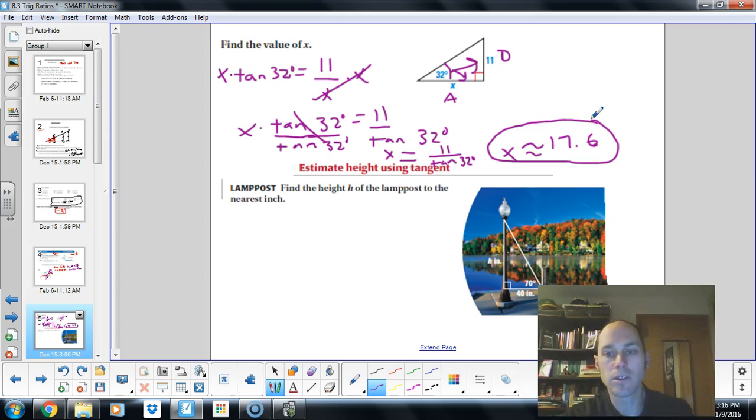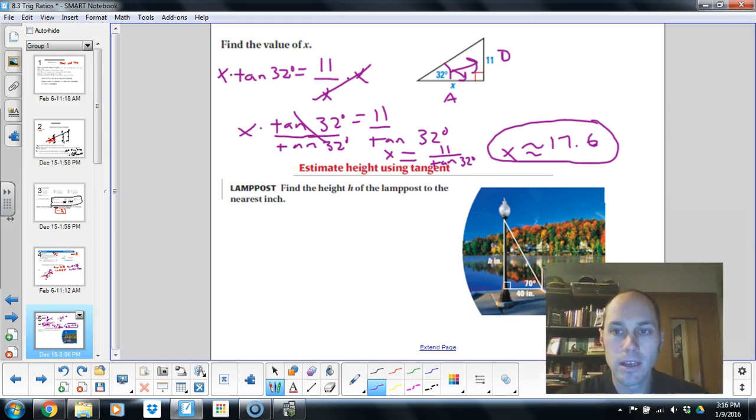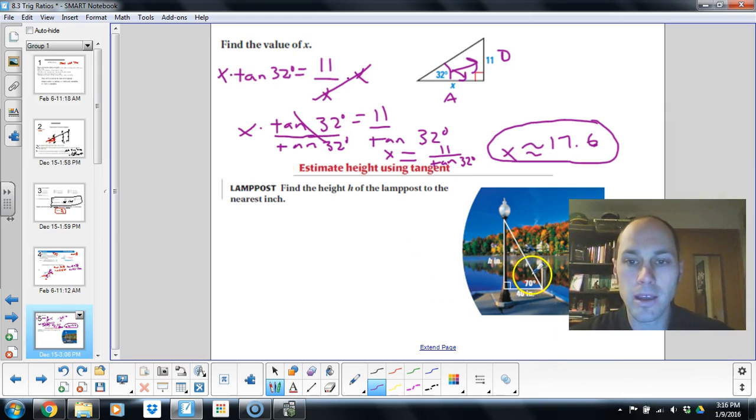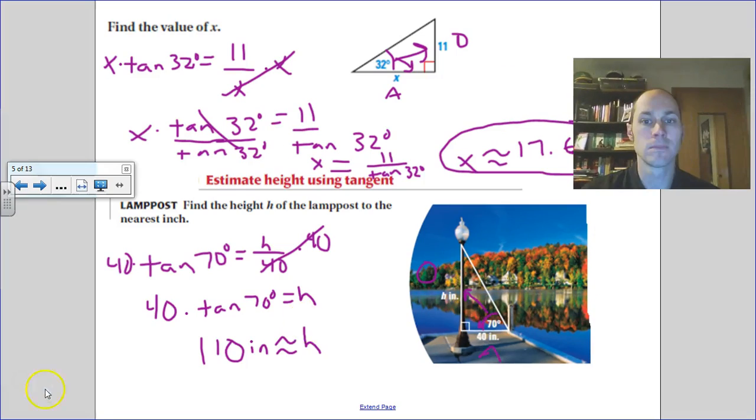So that's where it's helpful, because we know we have similar triangles and similar triangles are proportional. So why don't you set up an equation to solve for h, the height of the lamppost. Restart the video when you're ready.